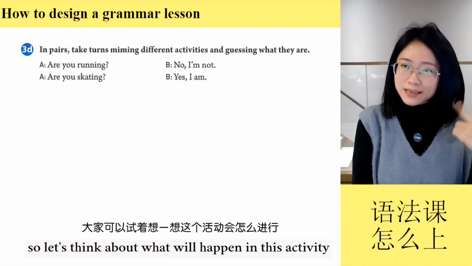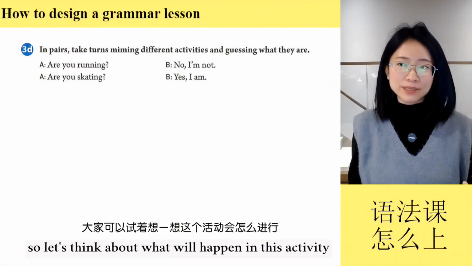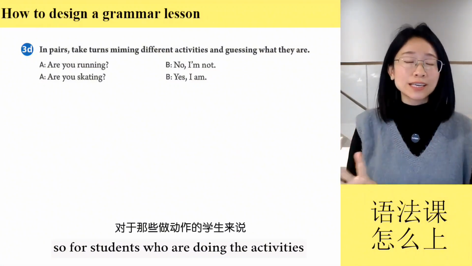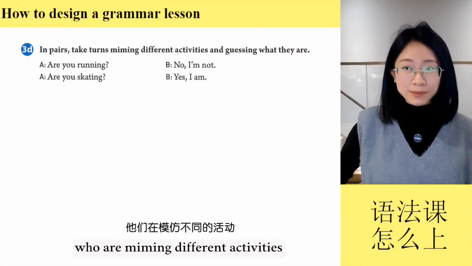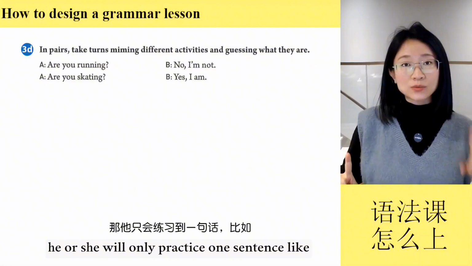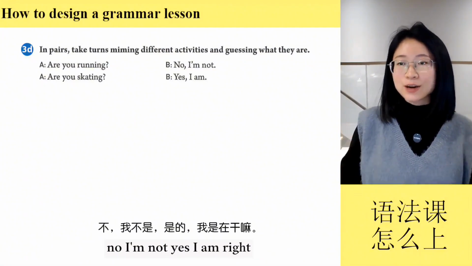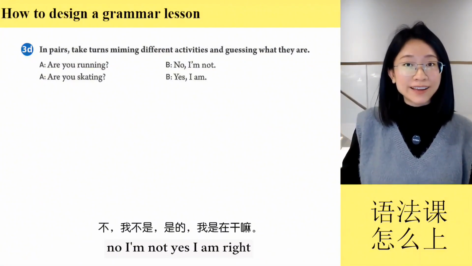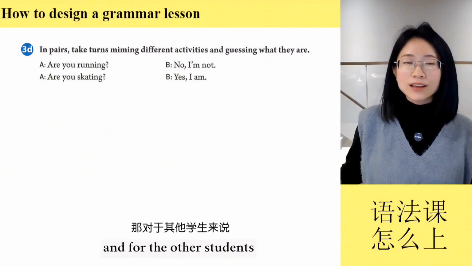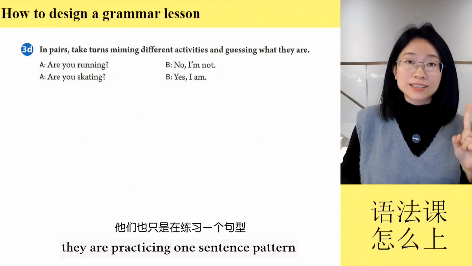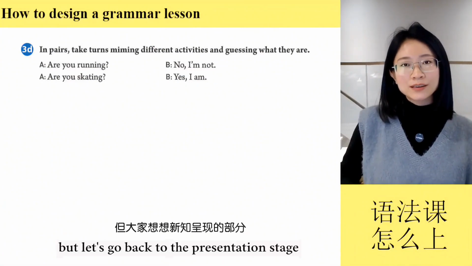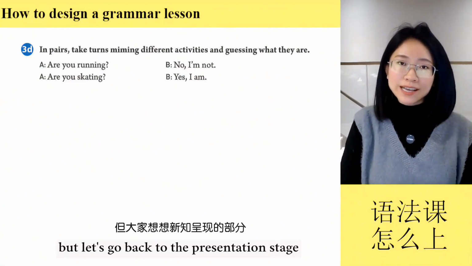So let's think about what will happen in this activity. For students who are doing the activities, who are miming different activities, he or she will only practice one sentence, like, no, I'm not. Yes, I am, right? And is there anything else? No. And for the other students, they are practicing one sentence pattern: Are you doing something? But let's go back to the presentation stage.